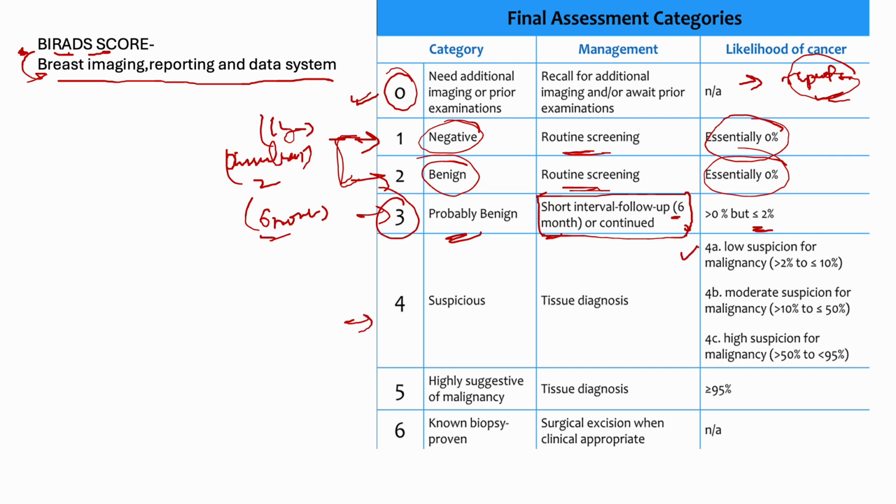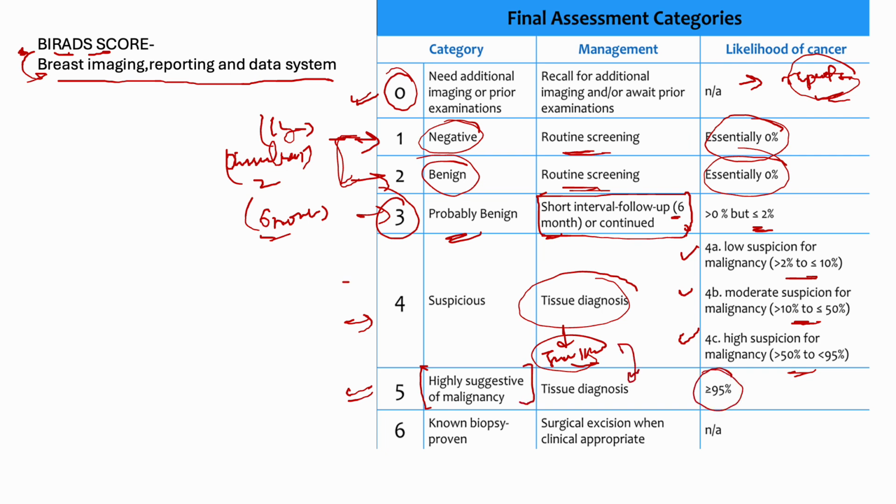And then 4 has 4A, 4B and 4C. 4A means low suspicion of malignancy, 2 to 10%, then 10 to 50%, and 50 to 95%. Okay, in this you need a tru-cut biopsy or an FNAC. Tissue diagnosis is important in this. And 5th, highly suggestive of malignancy, more than 95% risk of malignancy. In this also you need a tissue diagnosis. So in these two you need a tissue diagnosis. Okay, and category 6 is for known biopsy proven. That biopsy has already been done and it has already been proved that it's a case of CA breast. After that you are doing a radiological investigation, so it comes in category 6.